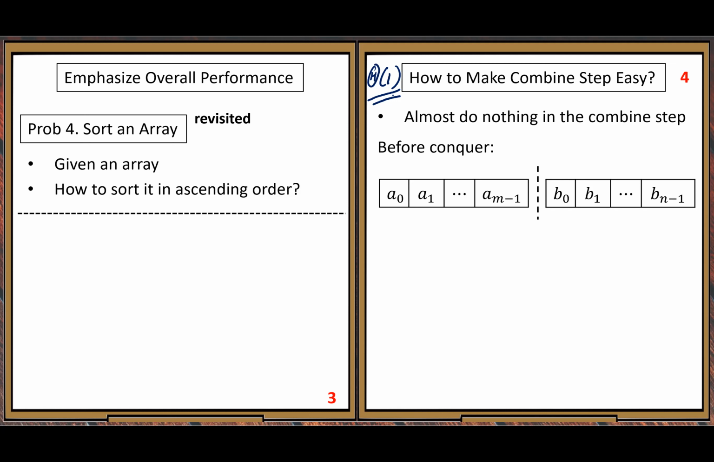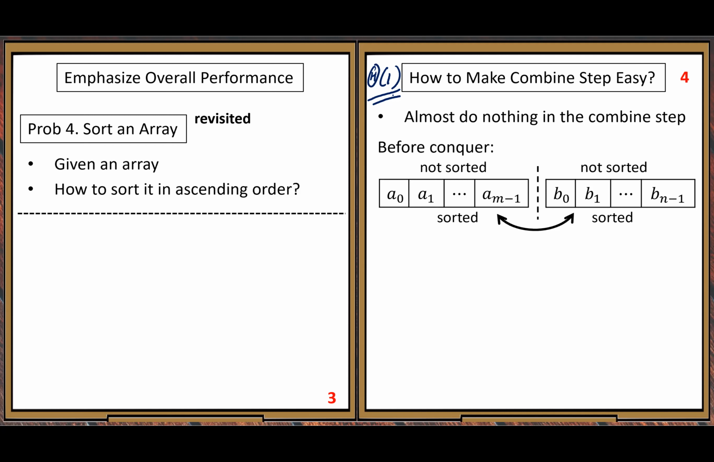So before the conquer, these two subarrays are not sorted, right? But in the conquer step, we just apply recursion, right? So we don't worry about the conquer step. After recursion, these two subarrays are sorted, all right? So we can assume they are sorted before we combine them.